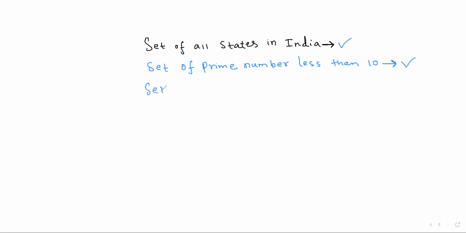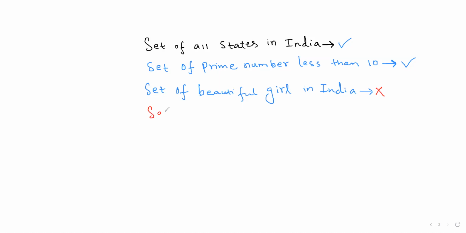Okay. Next one is a set of beautiful girls in India. So you have to prepare a set of beautiful girls. This is not possible, guys. Beautiful, good, intelligent: this is not a well-defined collection. So this is not a set.